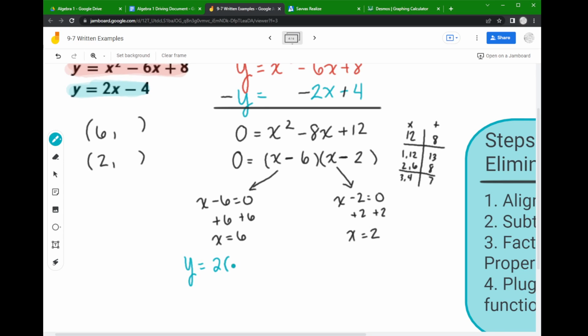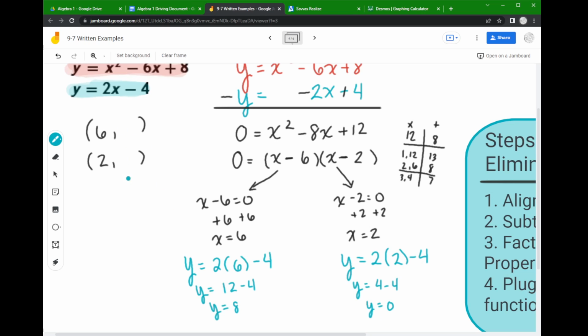So I have y equals 2 times x minus 4. And notice when I put the 6 into the equation, I used parentheses. Here I'm plugging in a 2 using parentheses. And then you just use your order of operations. So here 2 times 6 is 12, and 12 minus 4 is 8. Here 2 times 2 is 4, and 4 minus 4 is 0.